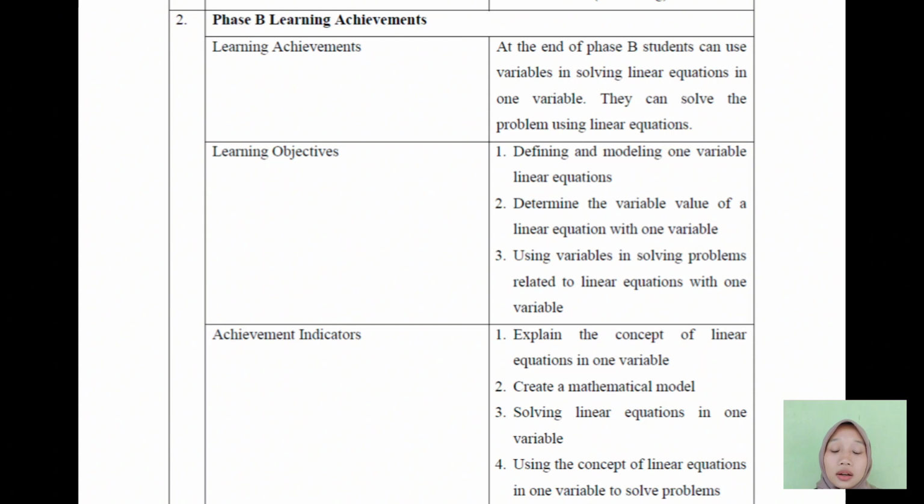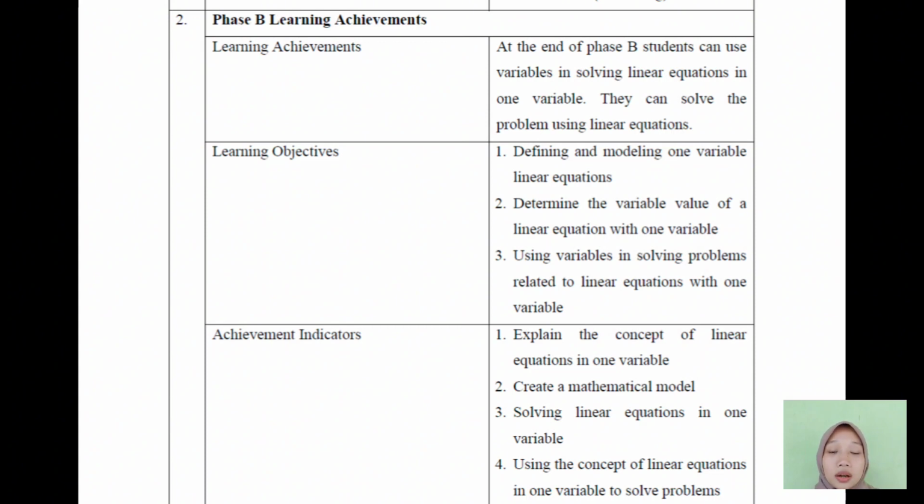And the achievement indicators. Number 1, explain the concept of linear equation in one variable. Number 2, create a mathematical model. Number 3, solving linear equation in one variable. And the last, using the concept of linear equation in one variable to solve problems.